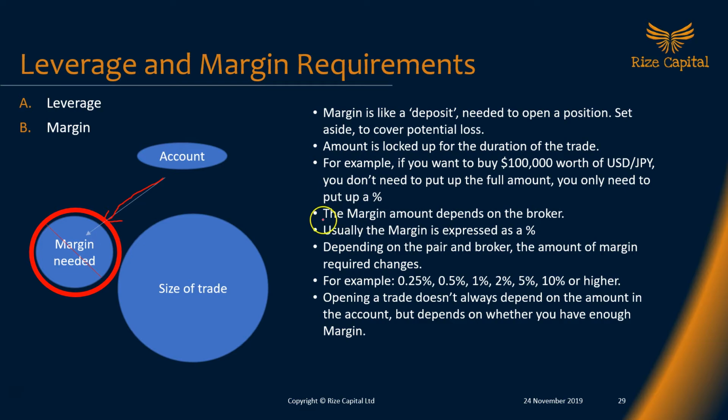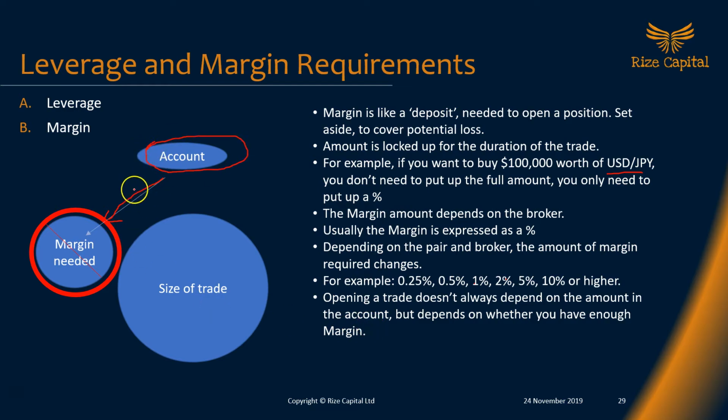That margin depends on the broker, which you will need to know when you open your account, and it's usually expressed as a percentage. And depending on the pair, dollar yen, euro dollar, euro yen, pound dollar, whatever it is, the margin requirement will change for that pair. So the percentage could be 0.5, 1, 2% or higher. So opening a trade doesn't always depend on the amount in the account, but depends whether you have enough margin.